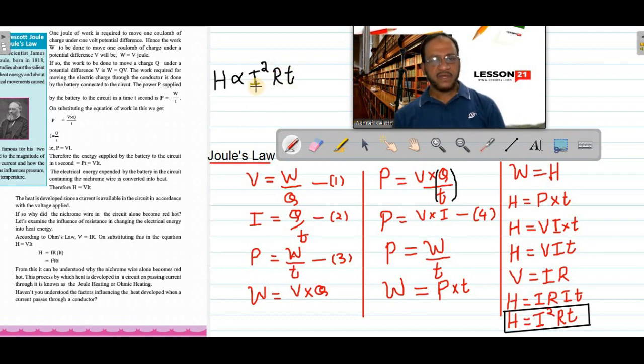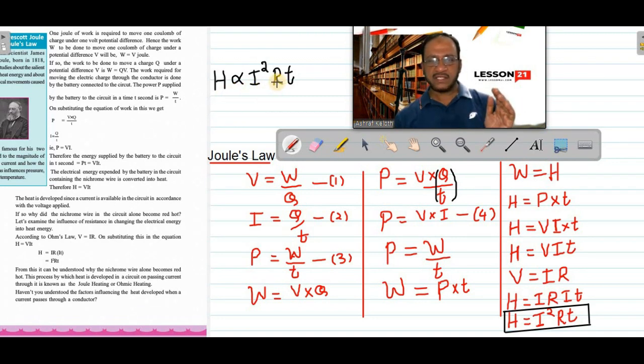It means if you double the current, heat produced becomes 4 times. If you triple the current, heat produced becomes 9 times, the square of that. And if you increase the current 4 times, heat becomes 16 times. If you increase the current 10 times, heat becomes 100 times, the square of the current. And it is directly proportional to resistance.